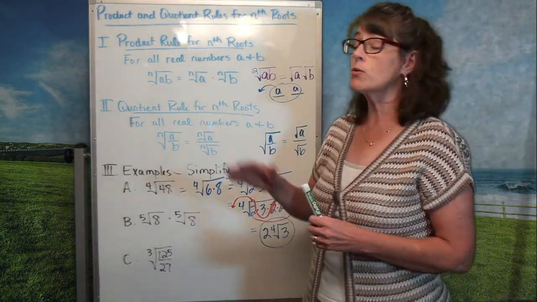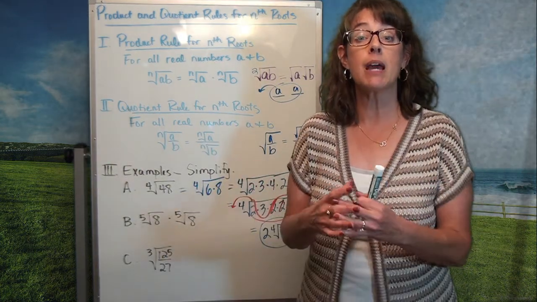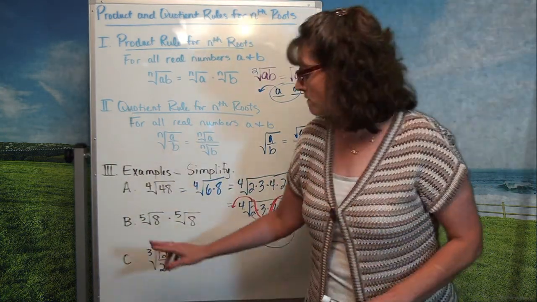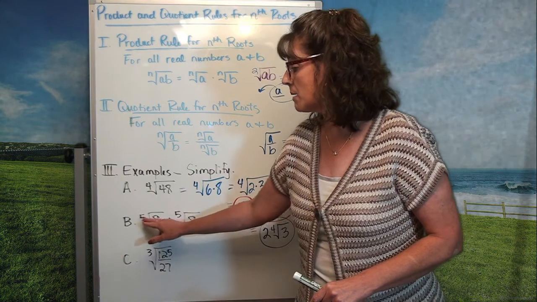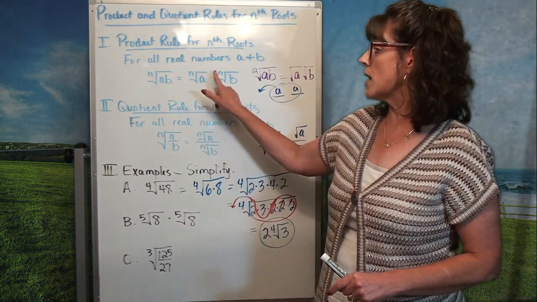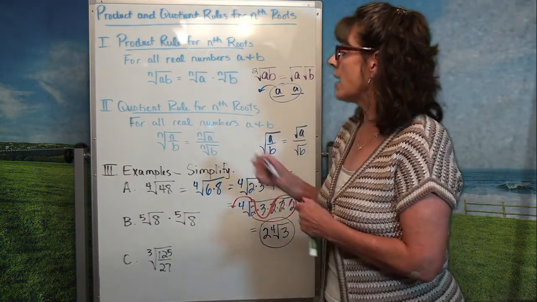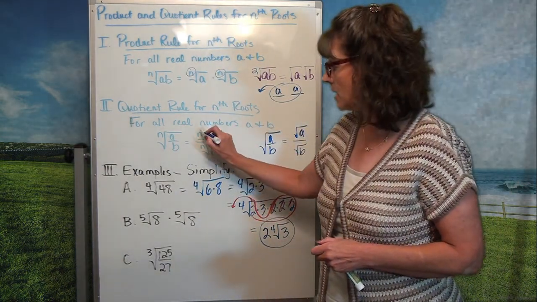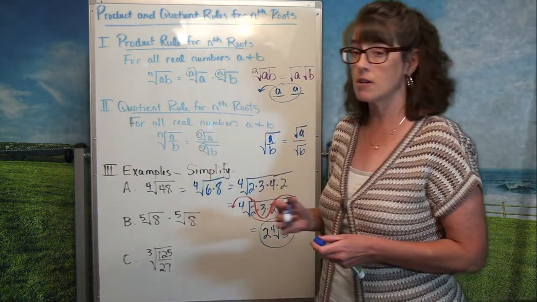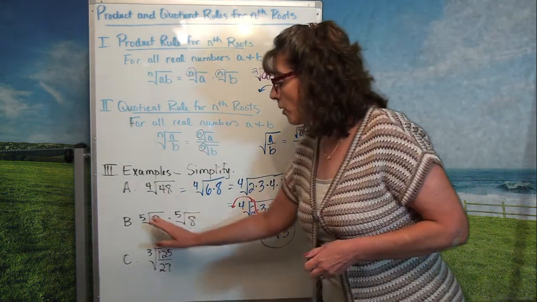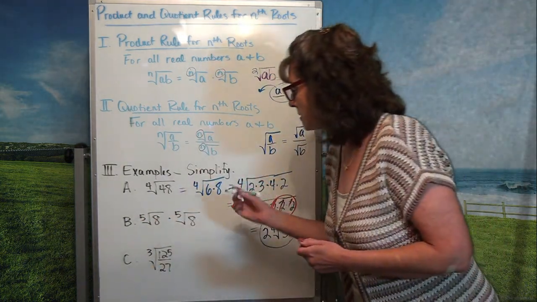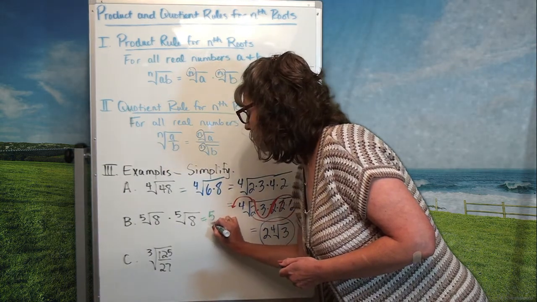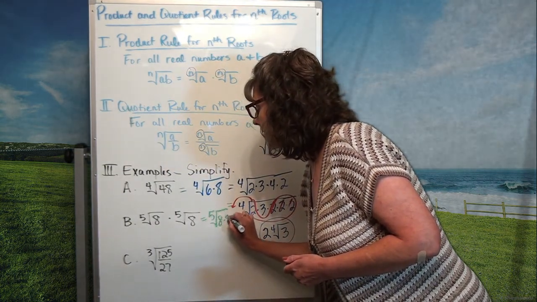So I'm going to use my product rule again, but what I'm going to do this time is put them together. However, notice, very important that you see that you have the same index. See here, same index. If you do not have the same index, you cannot do this. And similar idea here, I have to have the same index. So since these are both 5th roots, I can put them together and I can say I'm going to call this 5th root of 8 times 8.